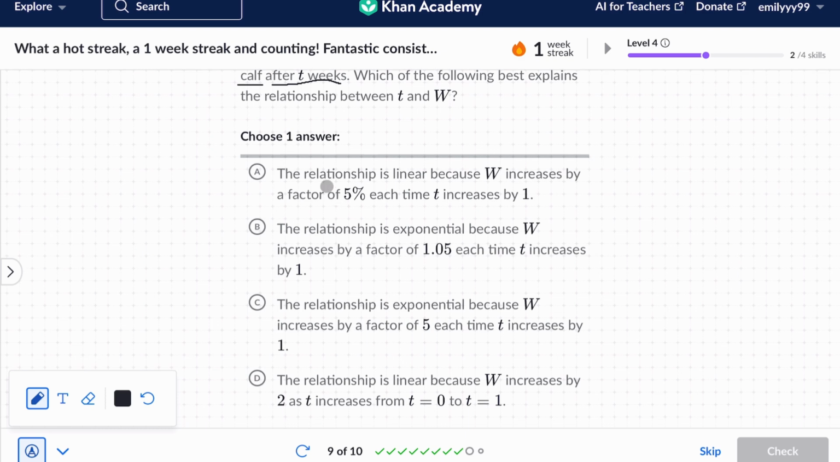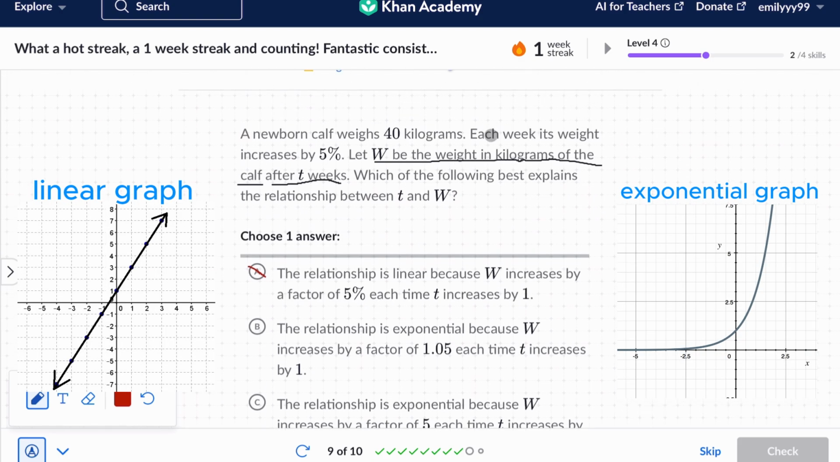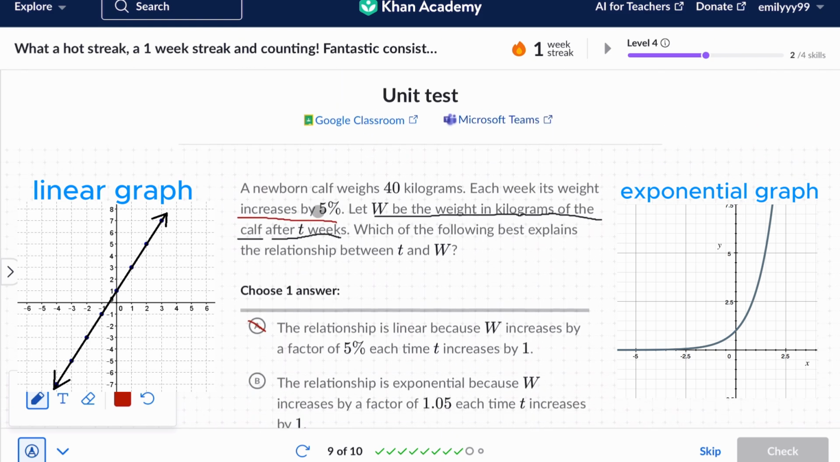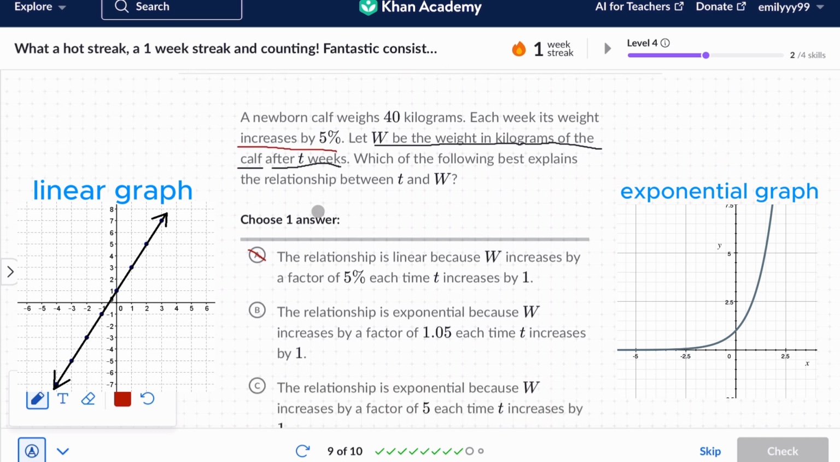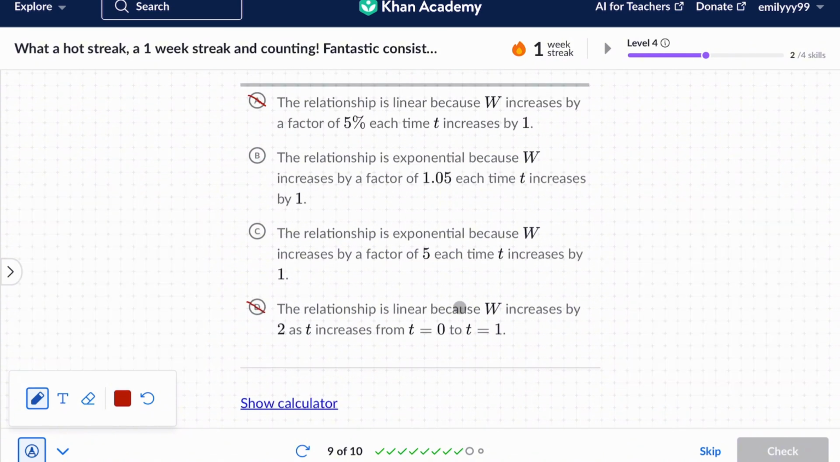Let's read these answer choices. A, the relationship is linear because W increases by a factor of 5% each time T increases by 1. I think we can already cross out A because it says it's linear. It's clearly not linear because each week its weight increases by 5%, a percentage based on a different number each week, because the weight changes each week. It doesn't say it increases by 5 each week, which would be linear because it's a constant change. So we can also cross out D because it says linear. So it's either B or C.